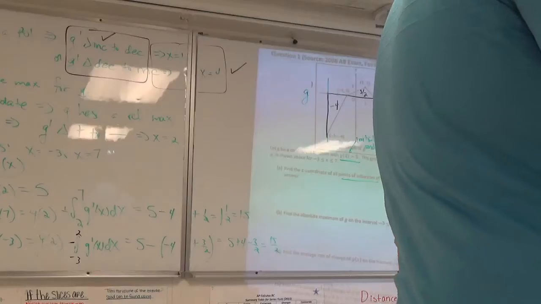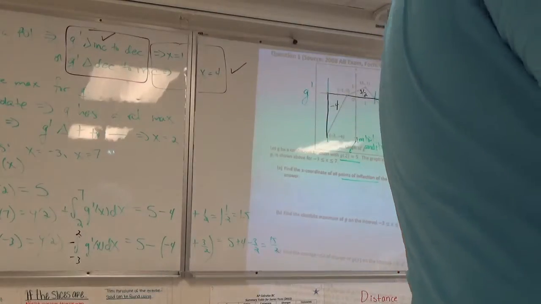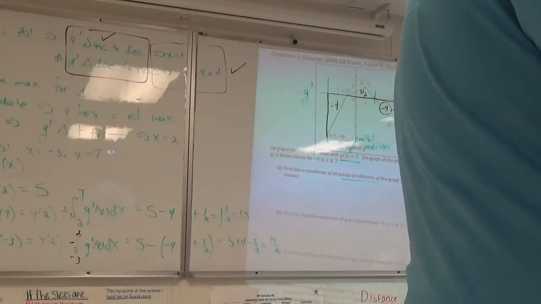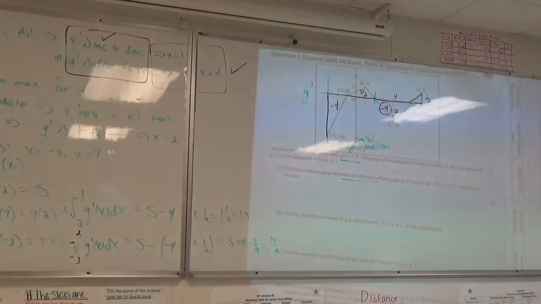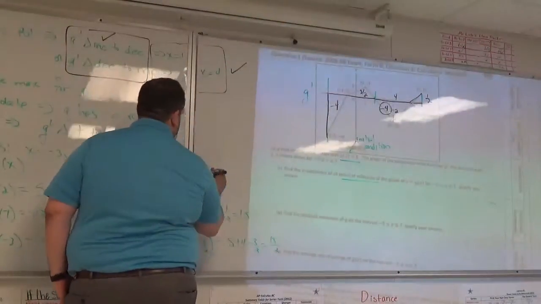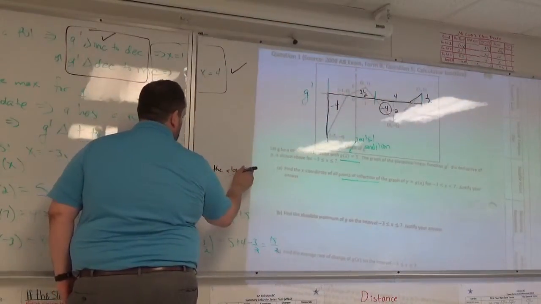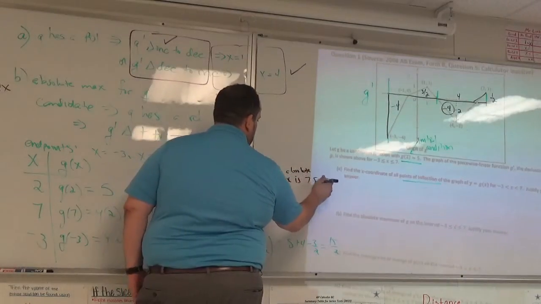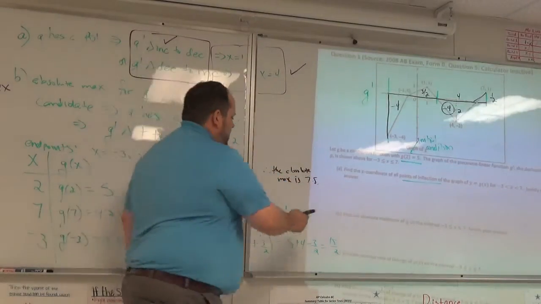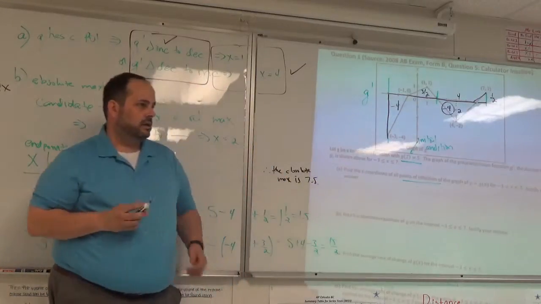Find the absolute maximum of g. What is the absolute maximum? I could either ask you where it is, or I could ask what it is. What's the absolute maximum? 7.5. Therefore, the absolute max is 7.5. Jasmine, it looked like you had a question earlier. I got it. Okay.